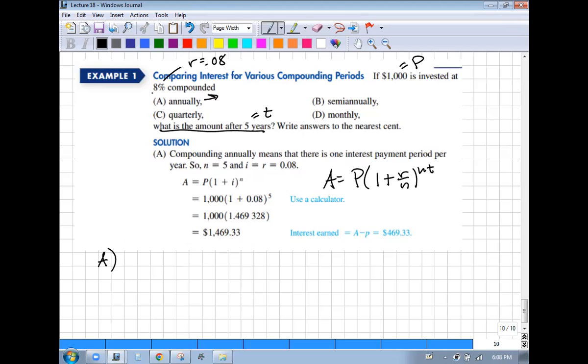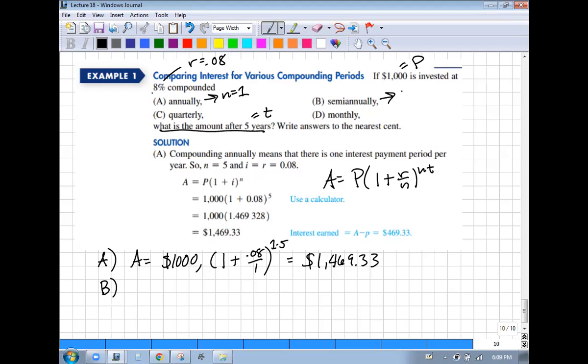So here, annually, N is 1. So we'd have our amount would be our principal times 1 plus R over 1 to the NT. N is 1, and we're doing this for 5 years. So if we plug this into our calculator, we have 1.08 to the 5th power times 1,000. Gives us $1,469.33. So that's not bad. 8% for 5 years, and we got like time and a half basically.